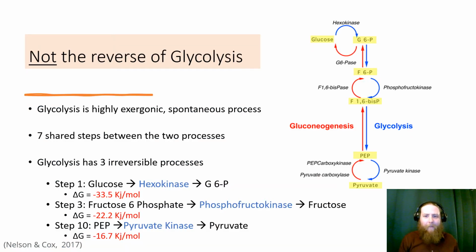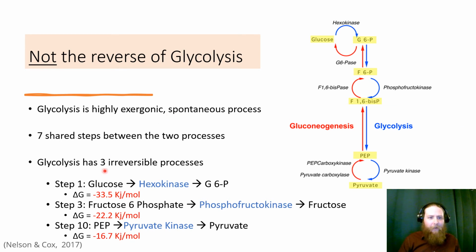While they're very similar in process and they actually share 7 steps, glycolysis and gluconeogenesis are not simply opposites of each other. Like I said, they share 7 steps between the two of them, but glycolysis is highly exergonic and is irreversible. So how do we go about getting pyruvate back to glucose? Well, we have to go around some of the steps of glycolysis. The 3 steps that we have to go around are step 1, step 3, and step 10.